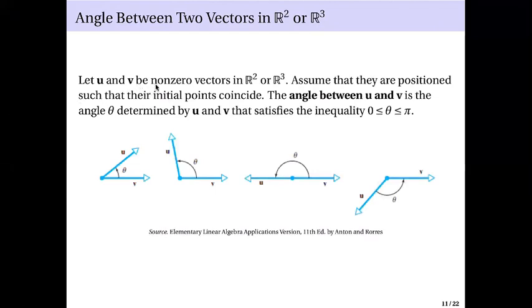So let u and v be non-zero vectors in R2 or R3. Assume that they are positioned such that their initial points coincide, just like this. This is vector u, this is vector v, this is the initial point. The angle between u and v is the angle theta determined by u and v that satisfies the inequality 0 less than or equal to theta less than or equal to pi.